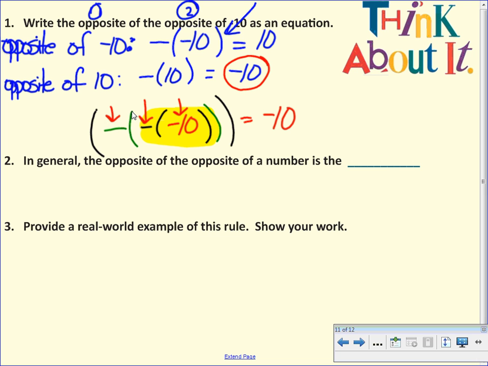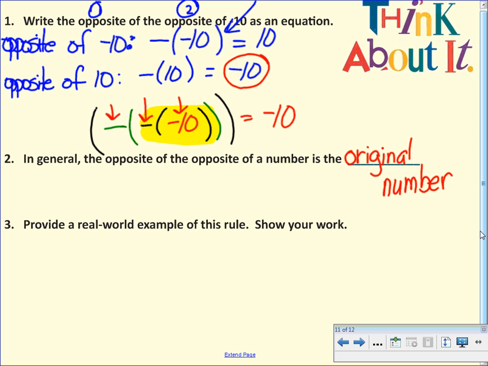So in general, the opposite of a number is the original number. Okay? So now we're going to try to find a real-world example of this. Let's use sea level. That's pretty easy. So let's write this down.